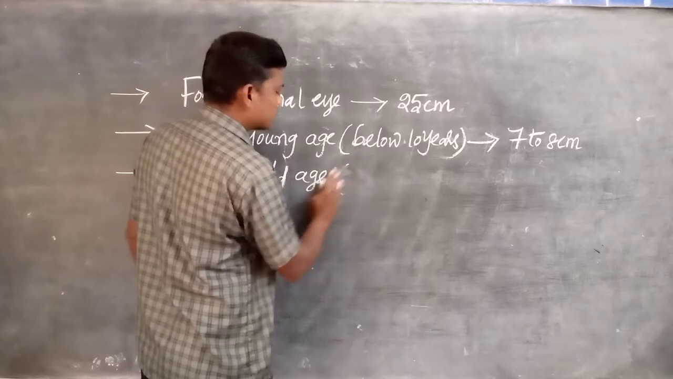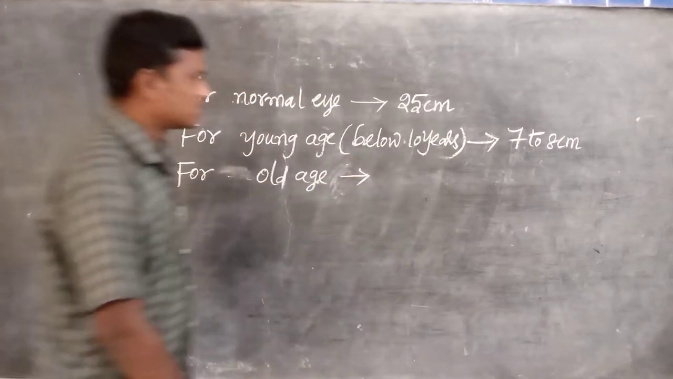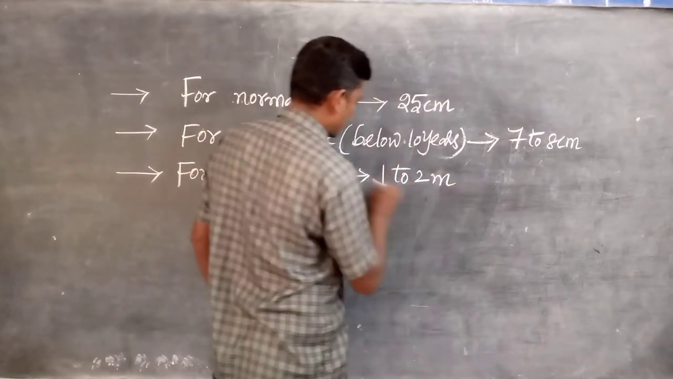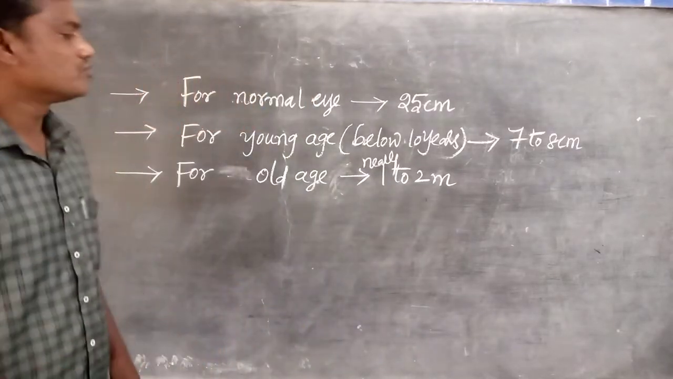For old age people above 60 years, it is nearly 1 to 2 meters.